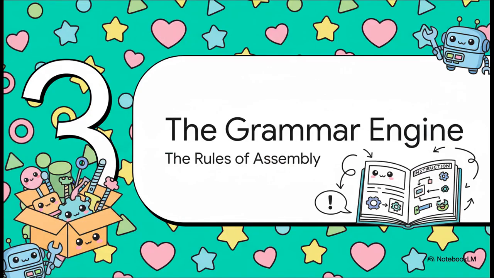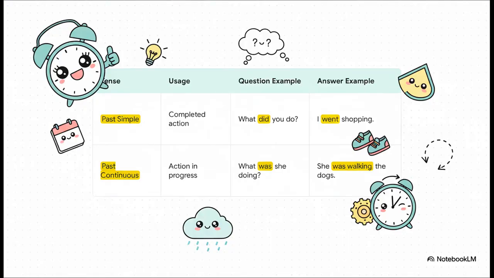Okay, so having a box full of parts is awesome, but it doesn't do you much good without the instruction manual, right? So let's get to the next layer, the grammar engine. This is what gives you the rules for how to actually assemble all those vocabulary phrases. And this chart just lays it out perfectly. You've got two main tools here.